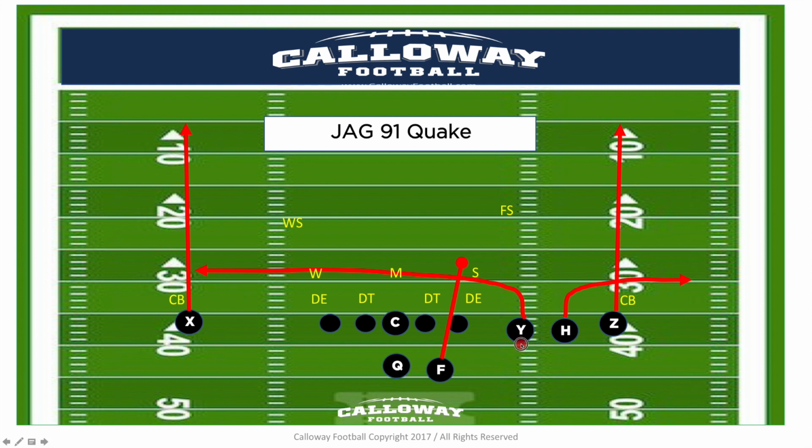Again, our number 3 receiver rule out of trips is he still has the same route and the same landmark as if he was the number 2 receiver to the opposite side of the ball. So this is what it would look like being run out of our Jag formation.